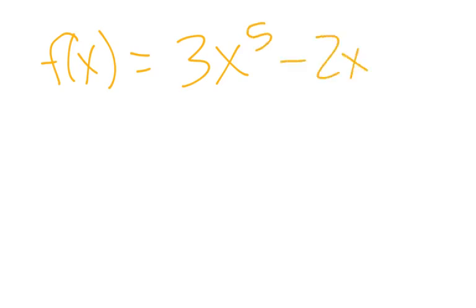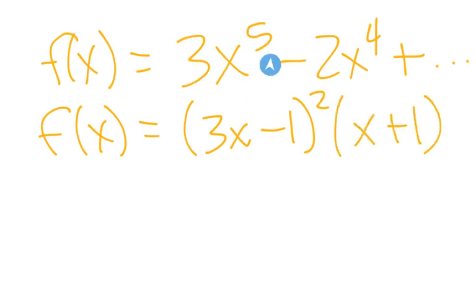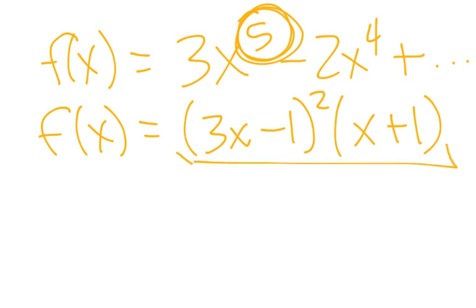Remember, if it's in standard form, like this, and so on, as opposed to factored form: if it's in standard form, we take the highest degree, or highest power, and that's our degree. If it's in factored form, we add these up. So power of 2, power of 1. So this would have a degree of 3, this one a degree of 5.